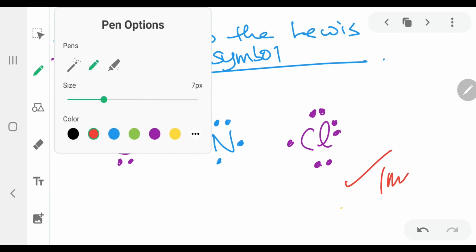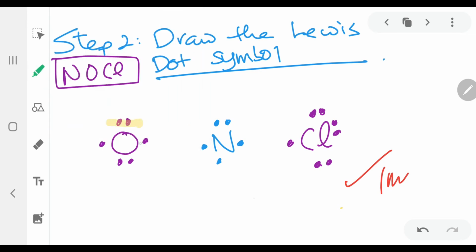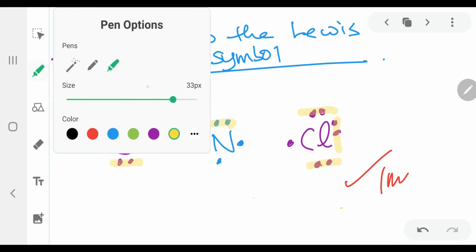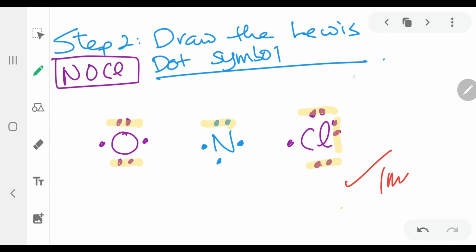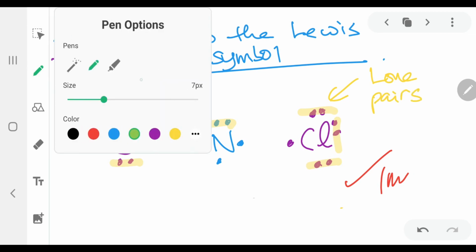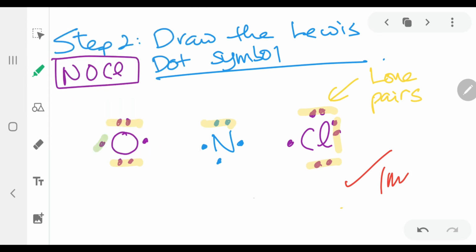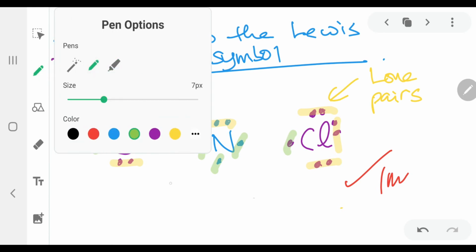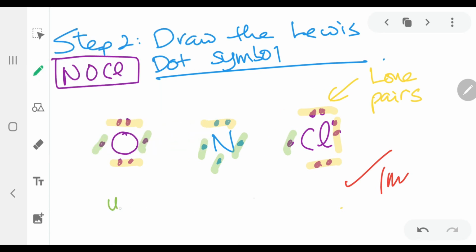Again, don't forget the ones I have highlighted in yellow over here, those are your lone pairs. And then the ones I'm highlighting in green, 1, 2, 3, 4, 5, 6, those are your unpaired electrons. Okay, so those are your unpaired electrons.